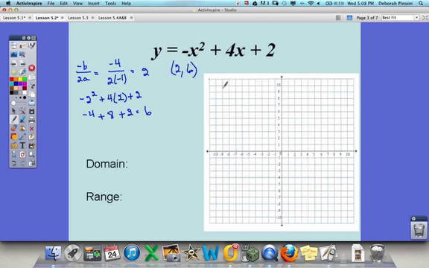Okay, so my vertex is at 2, 6. And remember we said we're going down because of the negative. So this is the vertex. My y-intercept is at 0, 2. Now that gives me one side of my parabola. I'm going to do my mirror point to get the other side. So mirror point's at 4, 2.